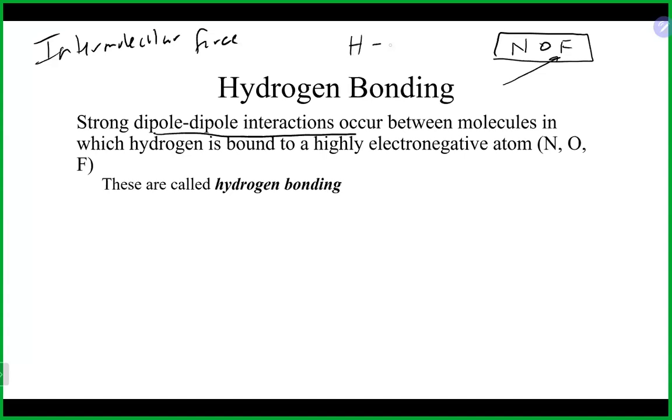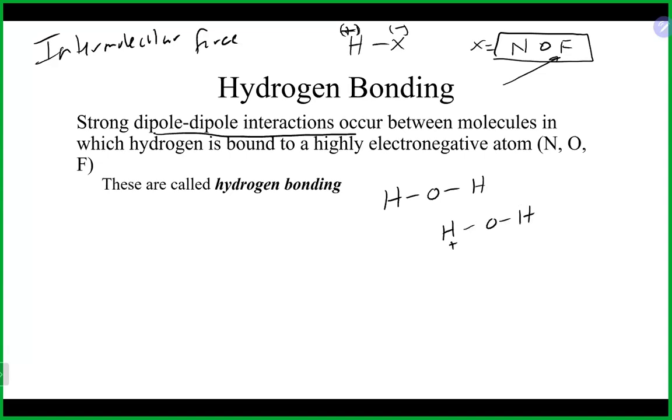So when hydrogen hooks up with one of those guys, it does create this really polar bond where we get that nice separation of charge, where one side's more positive and the other side's more negative, and that helps it tremendously to be able to do this sort of positive-negative attraction. So these are called hydrogen bonding, and that is what we see in water.